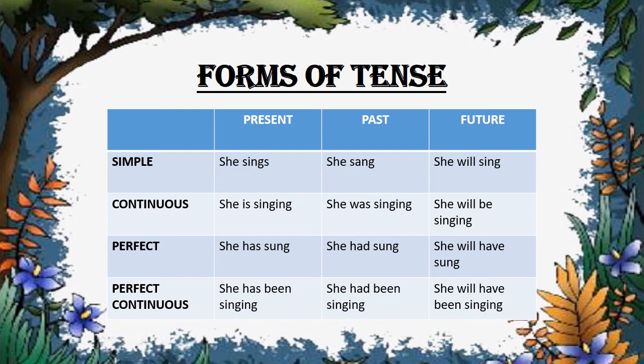These helping verbs are used in the perfect form, along with the third form of the verb, the past participle form of the main verb. Has is used to represent present, had is used to represent past, and will have or shall have is used to represent the future.